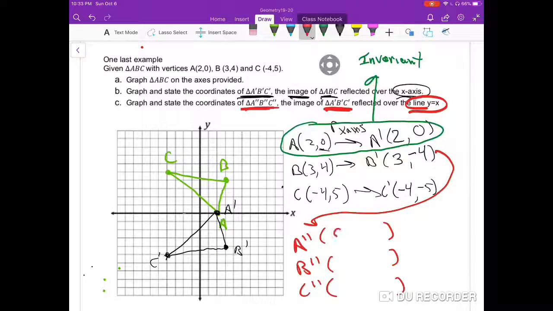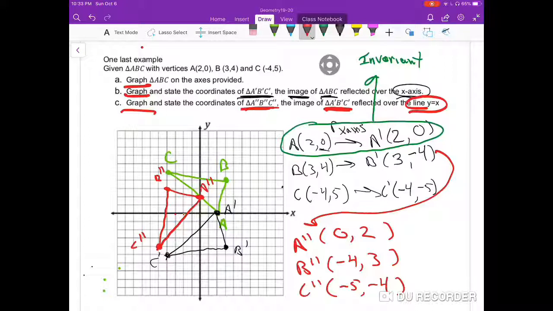So 2, 0 becomes 0, 2. 3, negative 4 becomes negative 4, 3. And negative 4, negative 5 becomes negative 5, negative 4. And I'm just going to graph these so that we have it done here. 0, 2, negative 4, 3, that's B, this is A. And then negative 5, negative 4, C double prime. So these are my 3 triangles here. And it's important that I graph them because each step of the way it did tell me to graph this triangle.